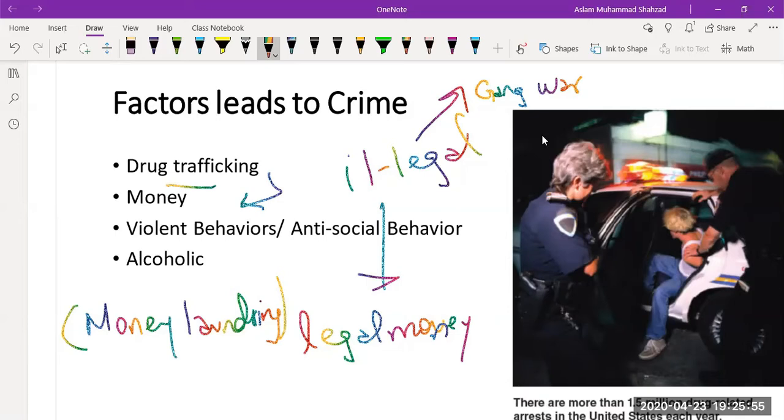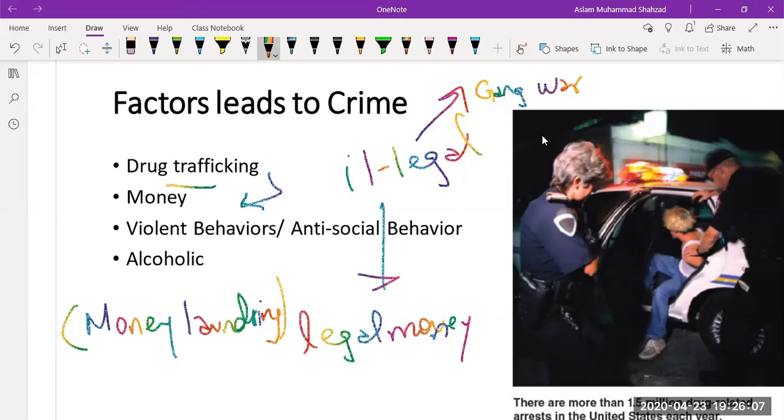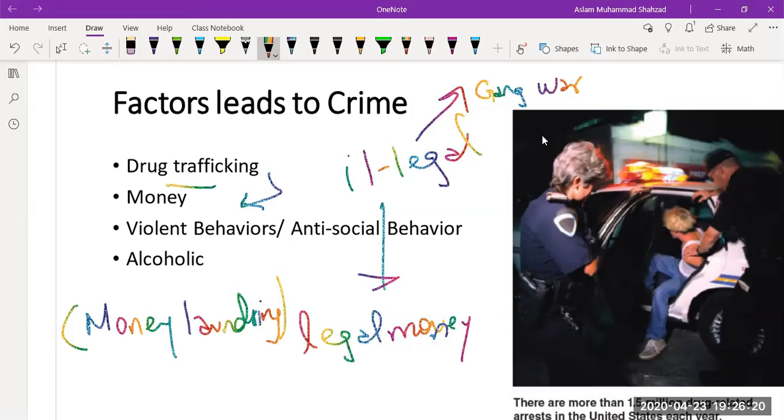Like we all know, there are different tax haven areas where this illegal money is used, and that illegal money is then legalized. Sometimes drug traffickers use money in gambling, where they make the money legal. So all this depends upon the laws of that certain area, and those laws are responsible for different types of crimes.